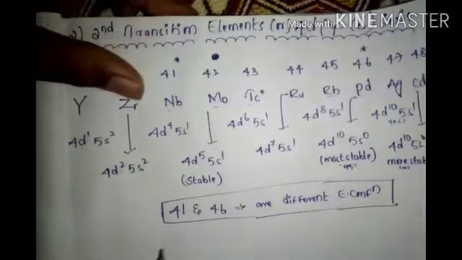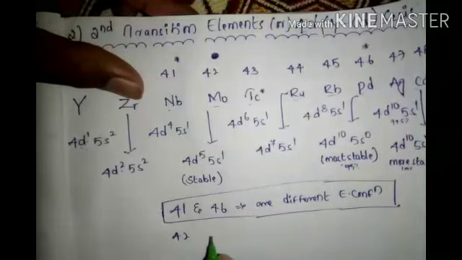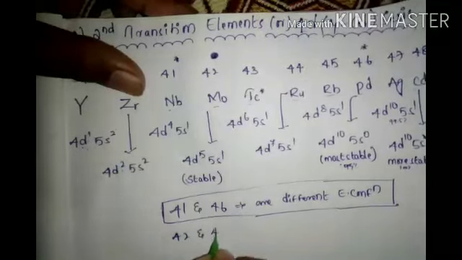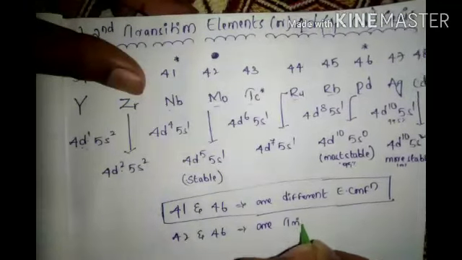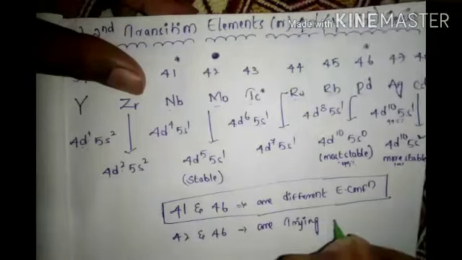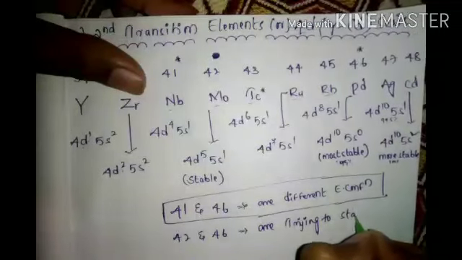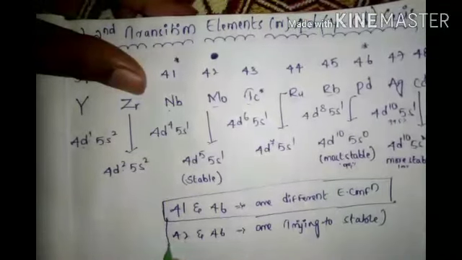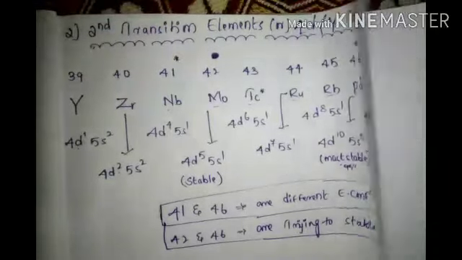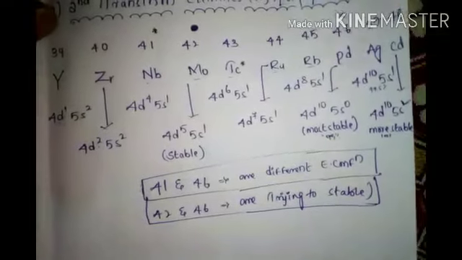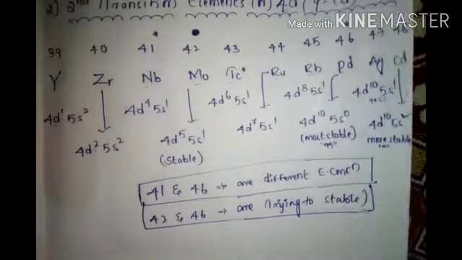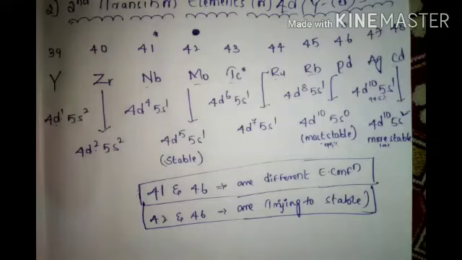Better you take 42 and 46 are trying to be stable. These both are trying to be stable, that's why one extra electron is taken. Okay, this is the second transition elements.